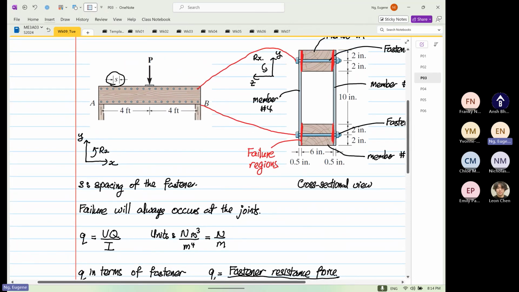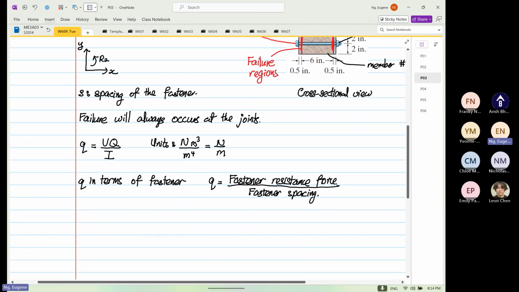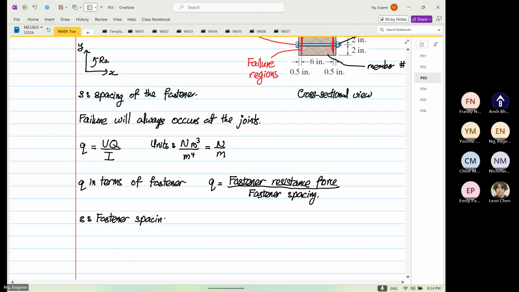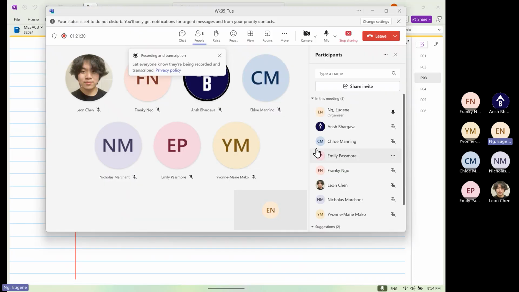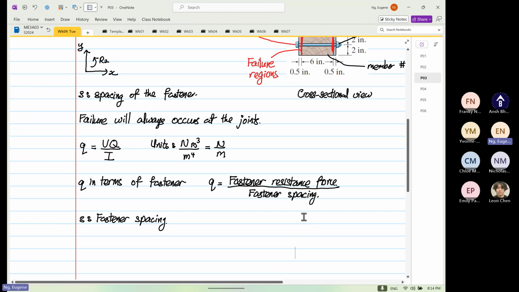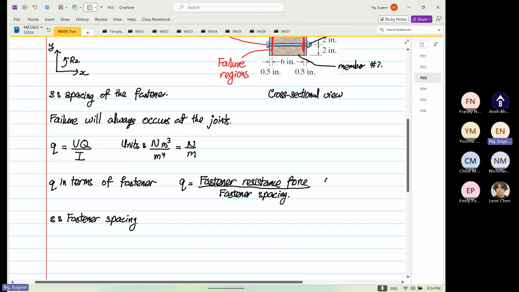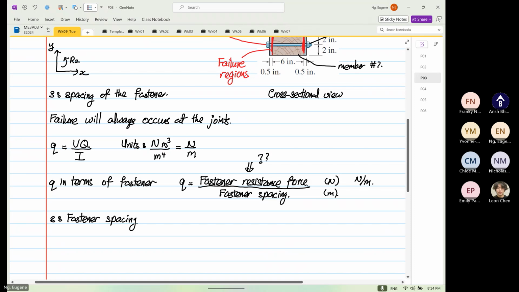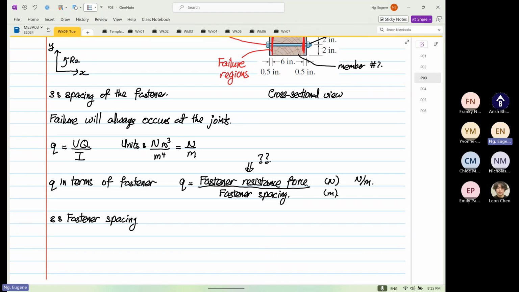So the s over here represents our fastener spacing. If you look at the units, fastener resistance force is in Newton, and this is in meters. So q over here still satisfies Newton per meter. So we would like to ask, what is fastener resistance force?